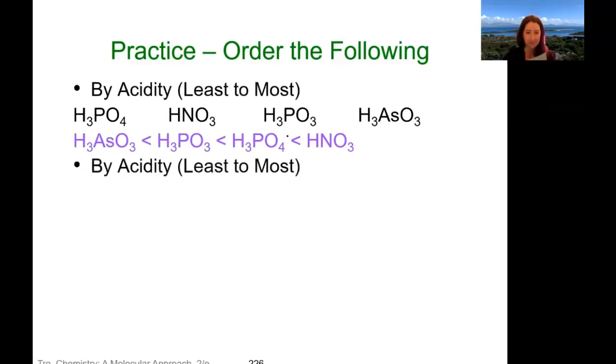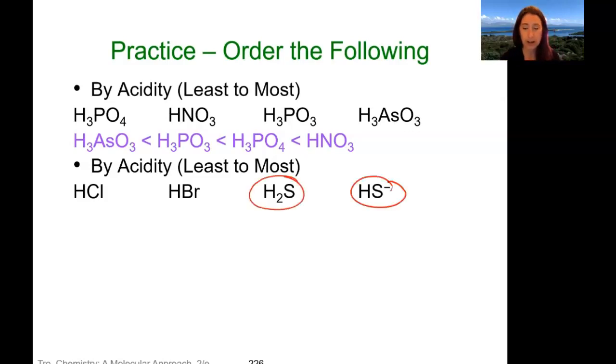There we go. Okay. Now let's look at this one. Okay, these are all binary this time. So when we're looking at this one, we know from past experience, when we look at these two that are similar, after we remove each hydrogen, the acid is weaker. So this means this is stronger, this one's weaker.